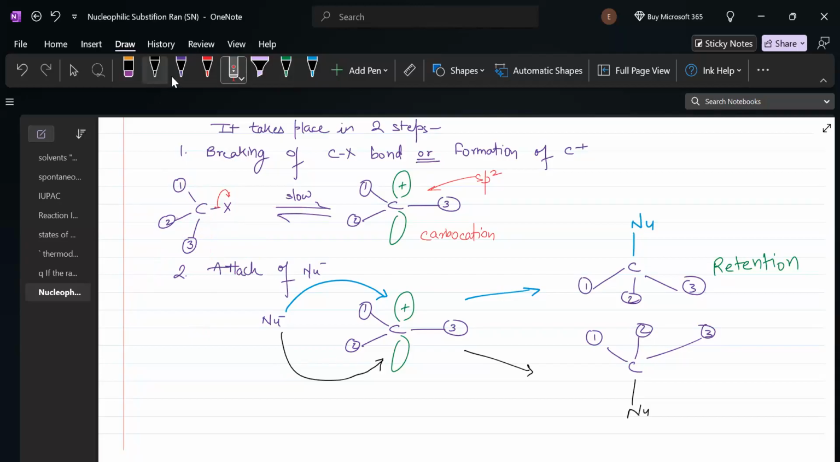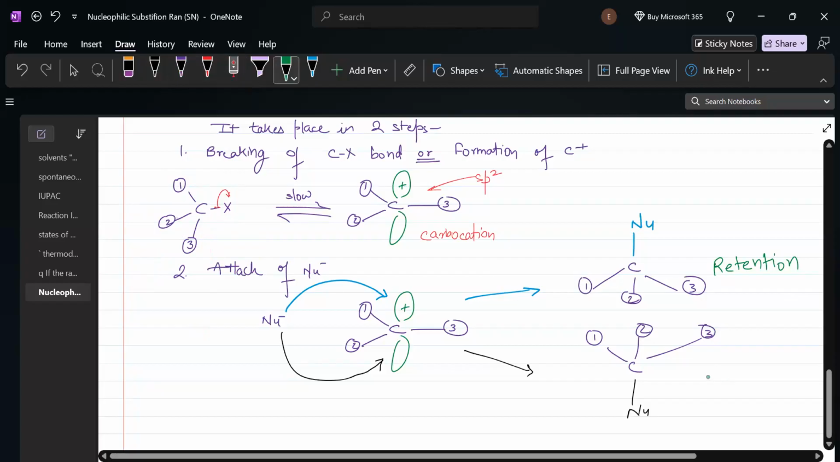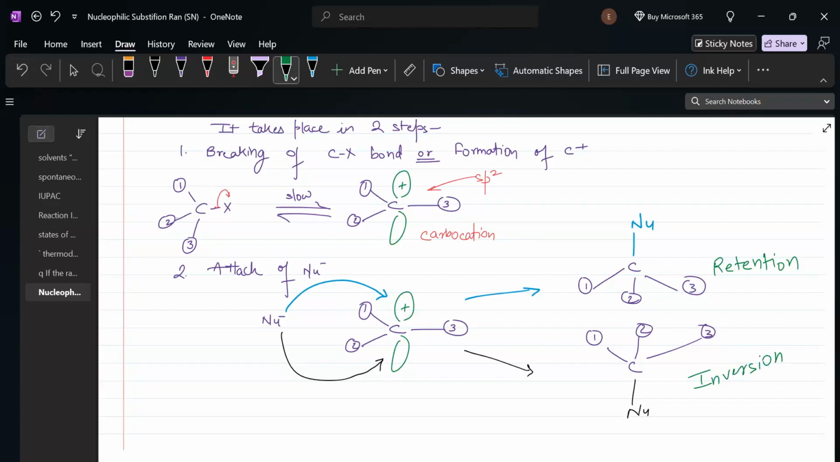Amna, inversion. So this is called inversion. Inversion will take place. Okay, it means the structure has been inverted. Like it was in this position, it has been inverted. Okay, are you getting this?